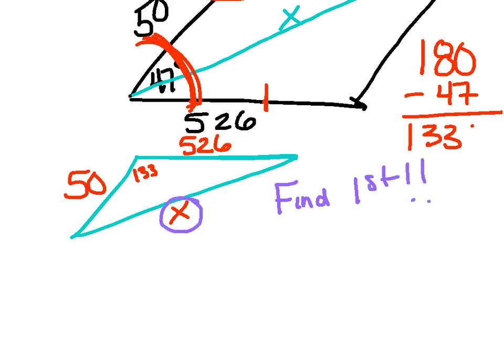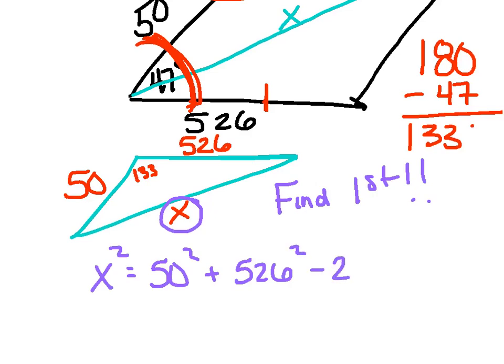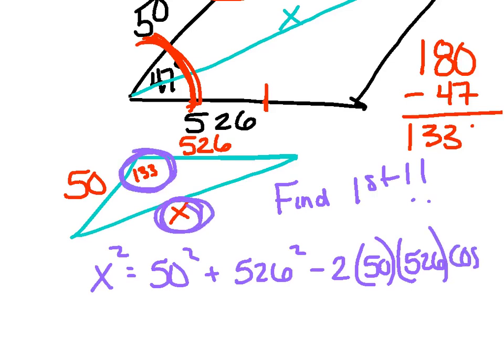So I'm going to start with x squared equals, then it's my two other sides, 50 squared plus 526 squared, minus 2 times those same two numbers, and then the cosine of the angle that matches. Now x went with 133, so those two go together. And now ask yourself, is this an easy or a hard one? Is x already by itself? Well, it is. So this is just plug and chug in your calculator.